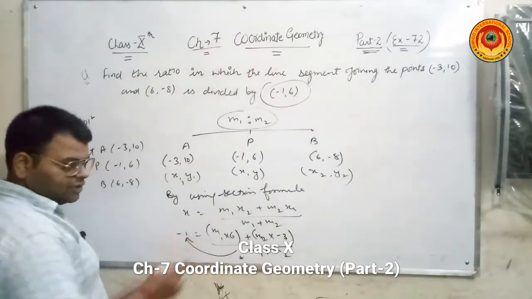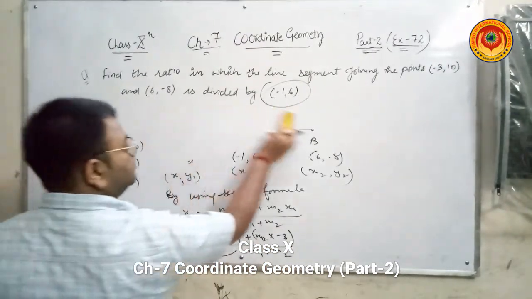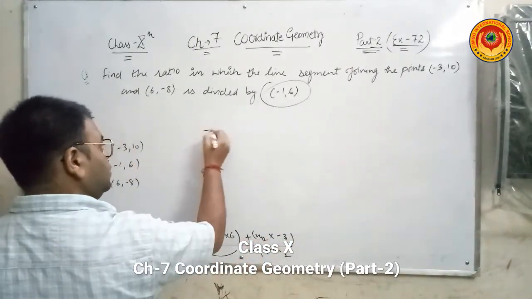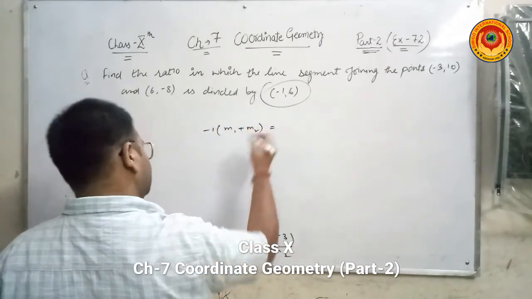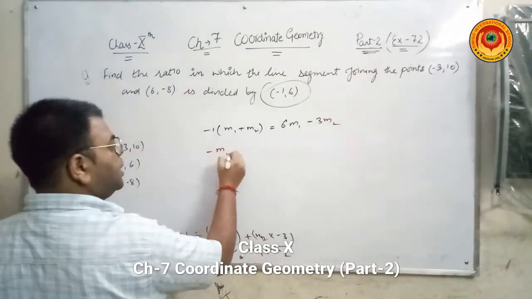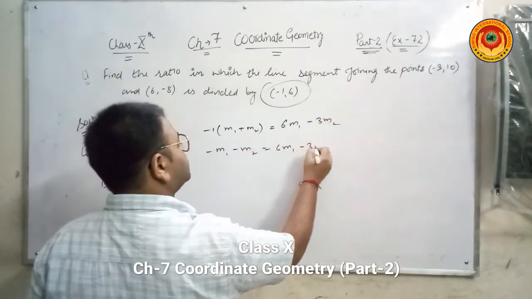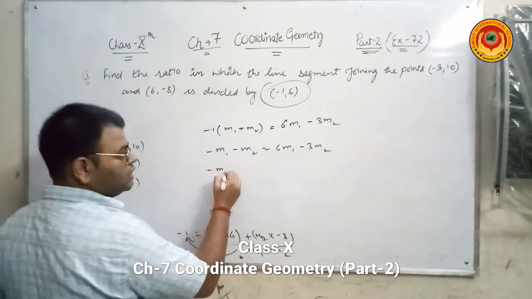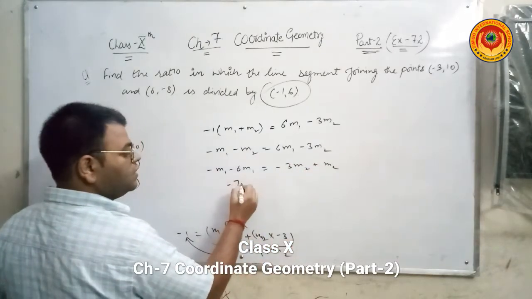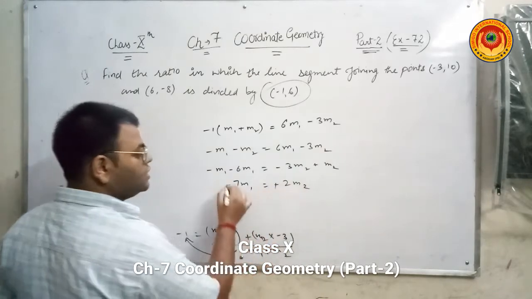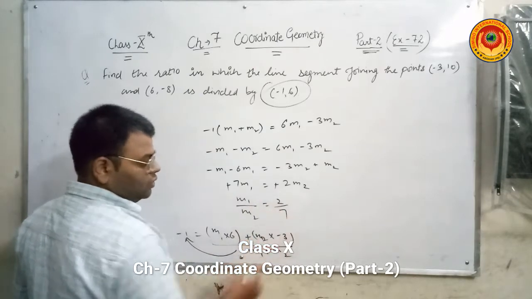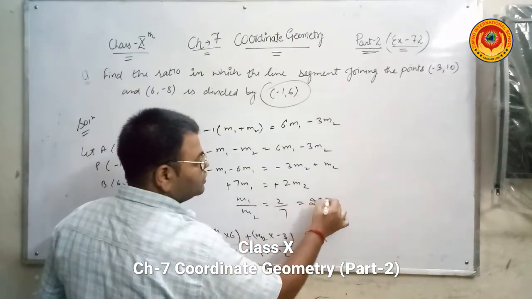Shift this m1 plus m2 to this side. -1 into m1 plus m2 is equals to 6m1 minus 3m2. Open the bracket, -m1 minus m2, 6m1 minus 3m2. Shift m1 to one side and m2 to the other side. -7m1 equals -2m2. Minus sign cancels with minus sign, but our question requires m1 upon m2. So it becomes 2:7. So what's your answer?